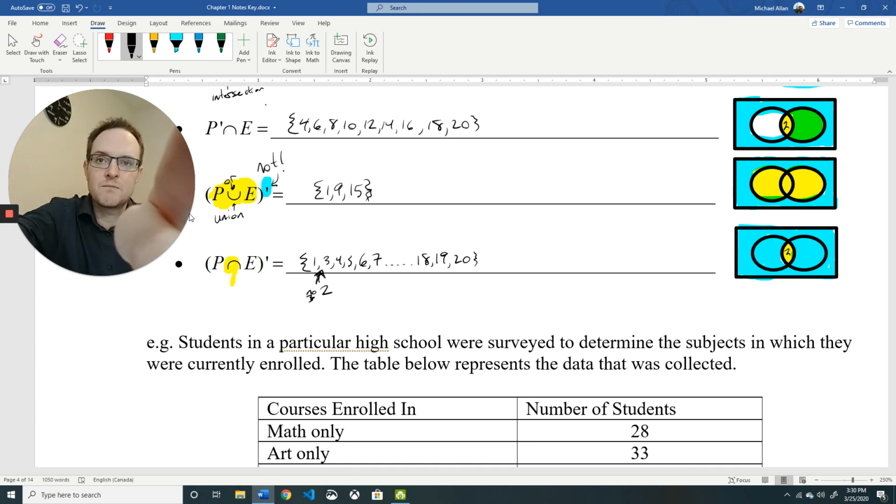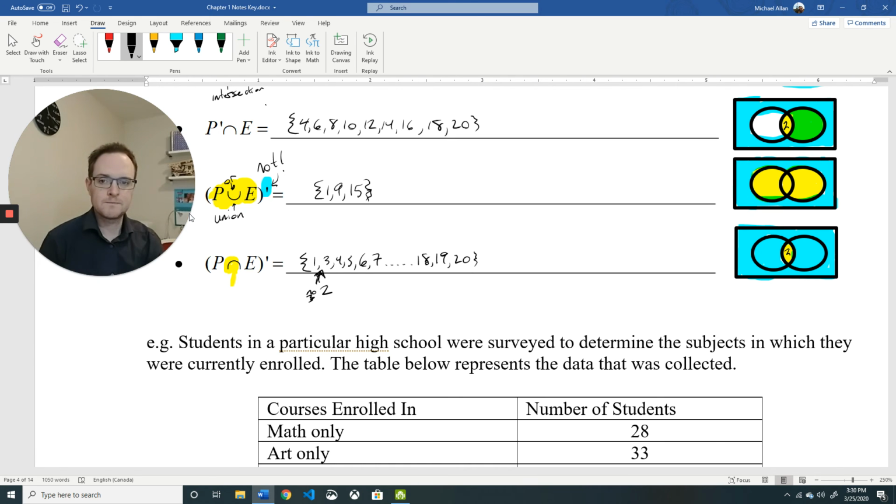Yep, camera's messed up here a bit. Sorry. Okay.